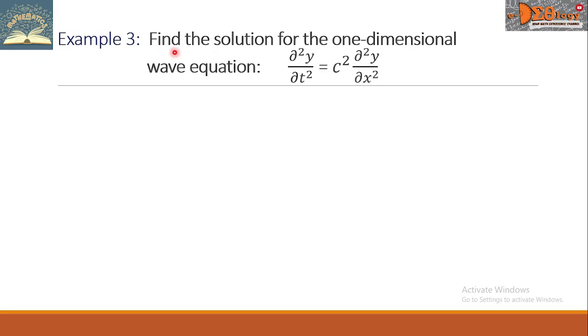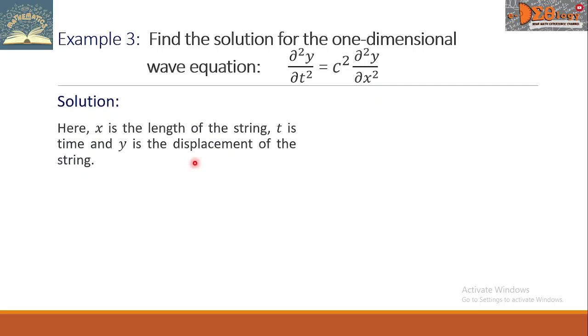Example 3. Find the solution for the one-dimensional wave equation. This is the second partial derivative of y with respect to t equals c squared times the second partial derivative of y with respect to x. Here the x is the length of the string, t is the time, and y is the displacement of the string. Let us write the given equation here, and we regard this as equation 1.